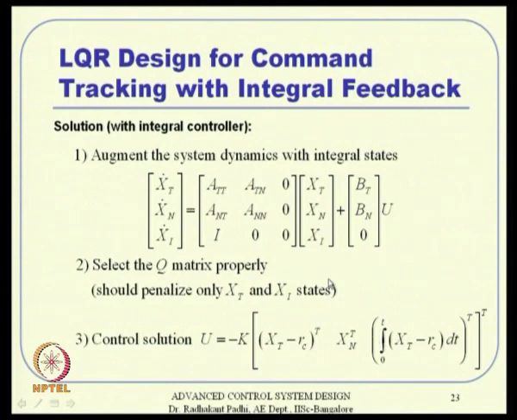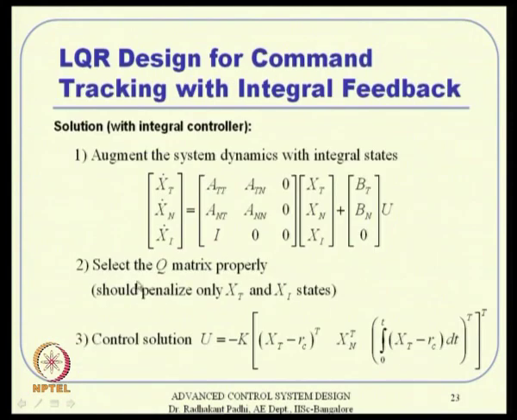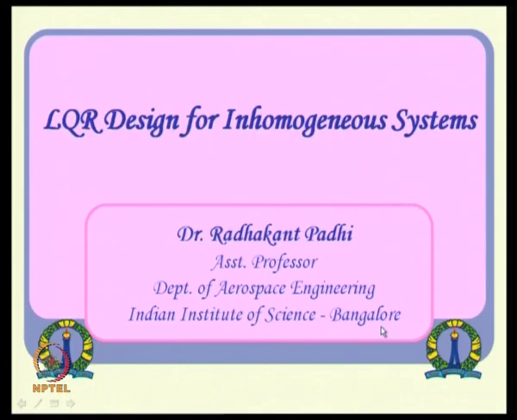You can leave the non-track states at 0, but this is not really a 3 by 3, it is a block partition sort of thing, and the last block should also contain some sort of weighting matrix. That is what we mean by selecting the appropriate Q matrix. So, it penalizes both xt and xi states. Now, the control solution should operate that way. All right. So, LQR, next we see LQR design for inhomogeneous systems.